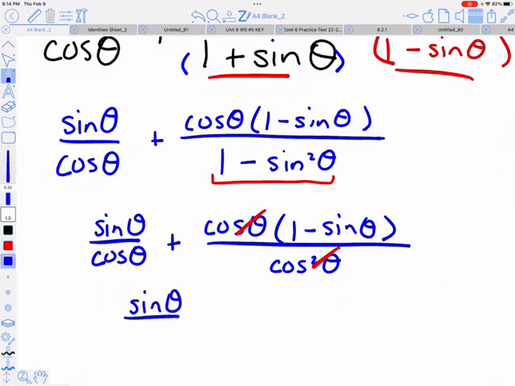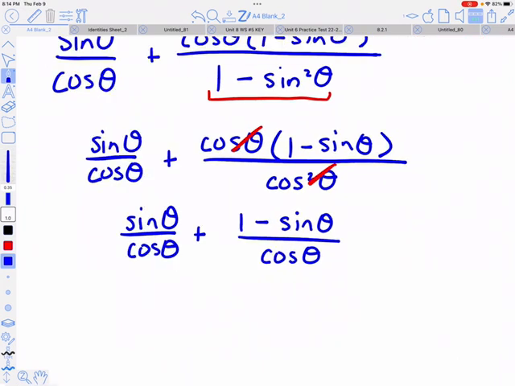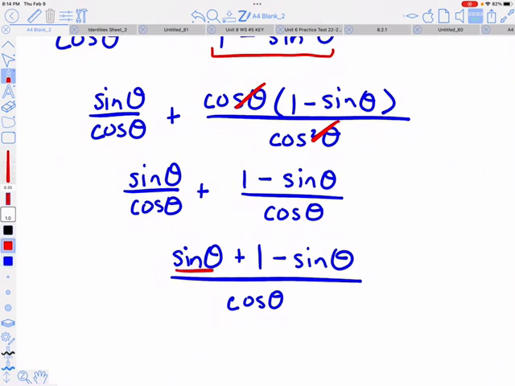And this works out nicely now because now I have like denominators already. And so now I can combine my fractions. Add the numerators, keep same denominator. Like terms, sine minus sine is going to cancel out. And this one's also equal to secant. 1 over cosine equals secant.